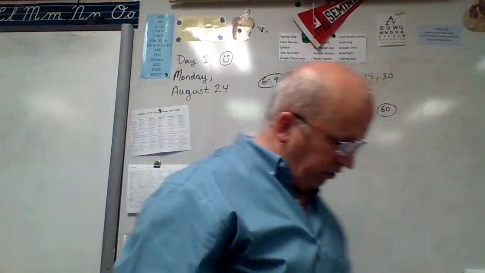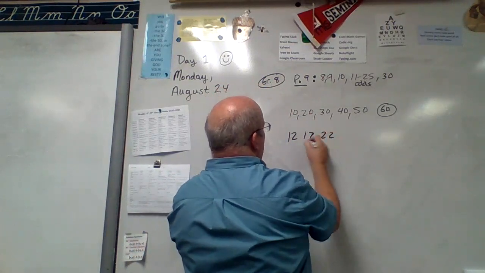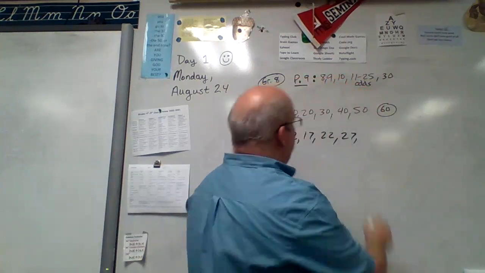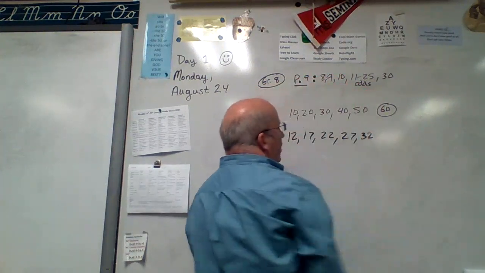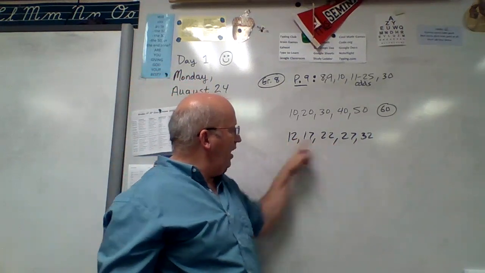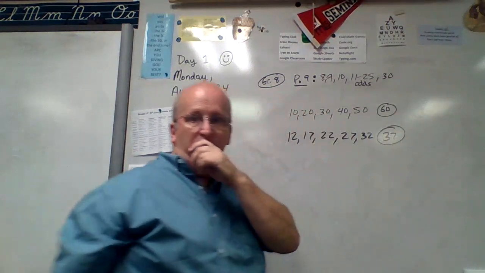Look at number 6. 12, 17, 22, 27, and 32. What would be the next number in the pattern here? Aren't they adding 5 each time? So the next number in the pattern would be 37.